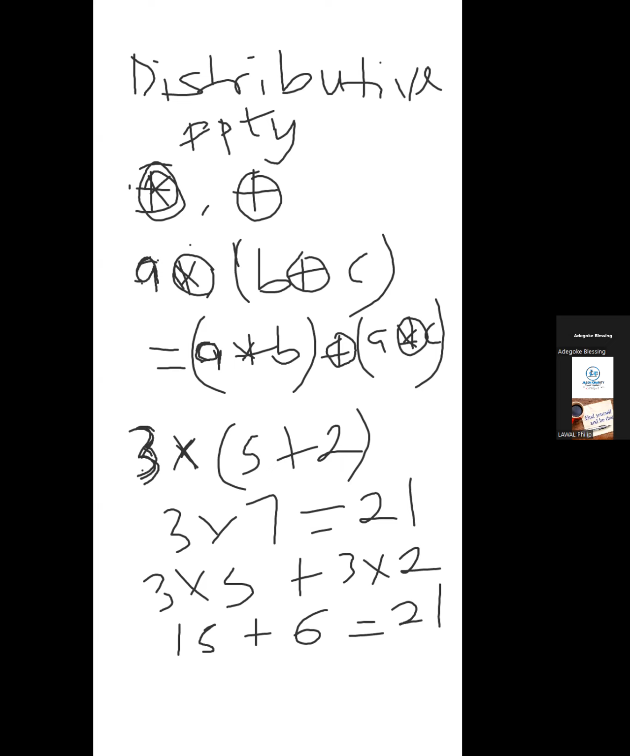Then the next thing I want to talk about is the existence of identity. Identity is saying that there is always a particular element that when you operate it on another element, it will always return that element to you. And I'm going to give you two scenarios. Under multiplication, what is that one number that anything you multiply with it will always give you back your original value?